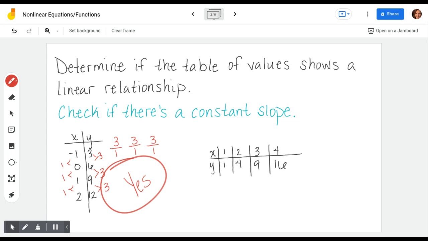Let's do another one. This one's also just a table of values. It's just set up horizontally instead of vertically. This one, to get from 1 to 4 is 3, and 1 to 2 is 1. So that's a change of 3 over 1. 4 to 9 is 5. 2 to 3 is 1. So that's 5 over 1. I can already tell those don't match. So this is a no.